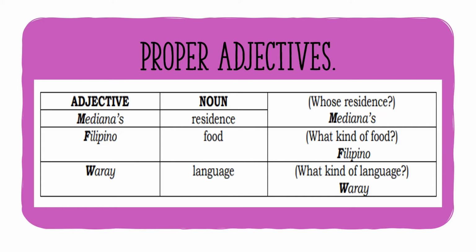We have here the noun, residence. Now, whose residence are we referring to? So we are referring to Mediana's residence. Next, what kind of food are we referring to? We are referring to Filipino food. And then what kind of language are we talking about? It is Waray language. As you can see, these proper adjectives now begin with a big letter or capital letter since they are proper adjectives.